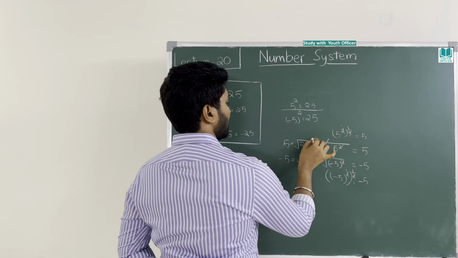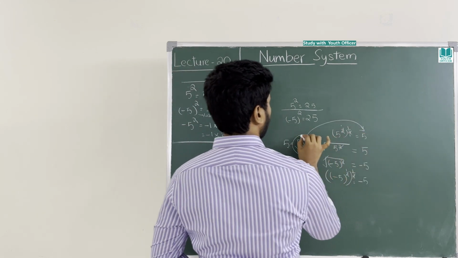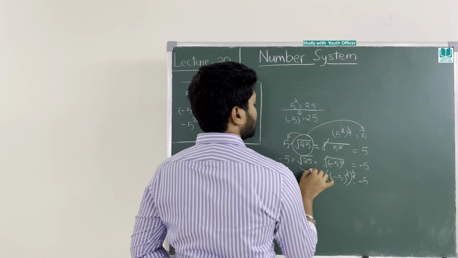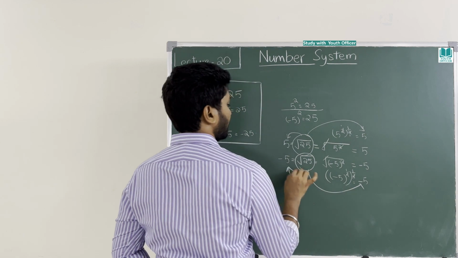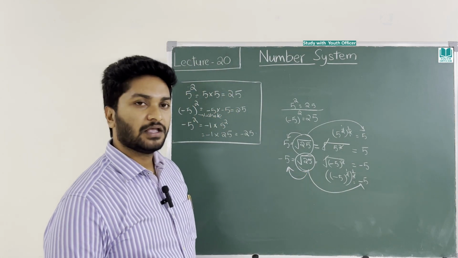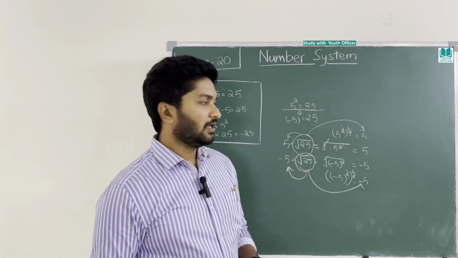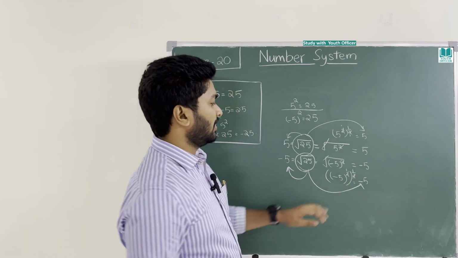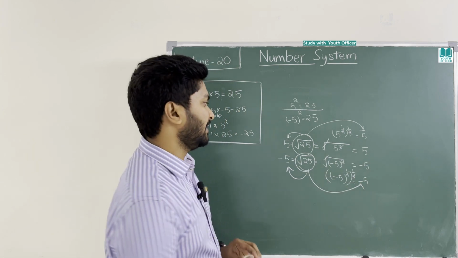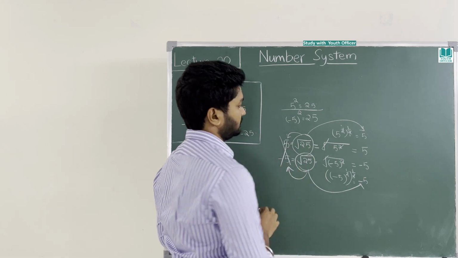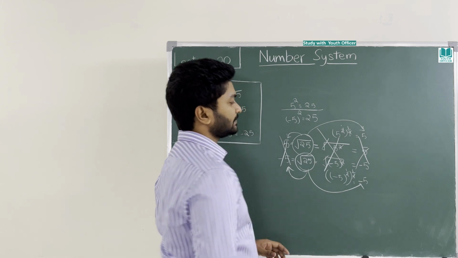Anyways, square root of 25 is giving a result of 5, or square root of 25 is giving a result of minus 5. This is what you are taught. You just cancel it and then you get the result. Right? This method is wrong.